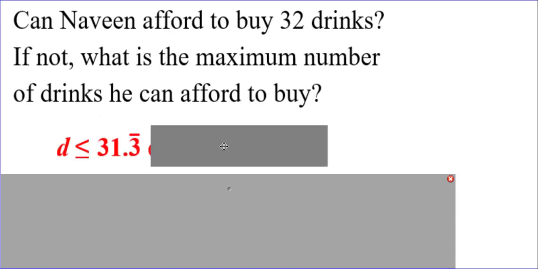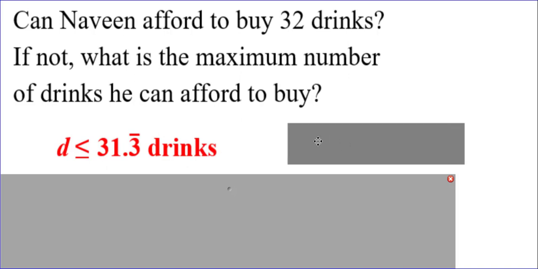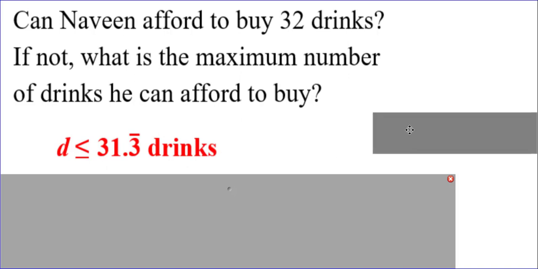All right, so here's the deal. From our work, we got D is less than or equal to 31.3 repeating, but you're not going to actually buy 31.3 repeating drinks because you can't buy a partial drink. You're not going to buy a third of a soda can or something like that. So this is why the question here at the top says, can Naveen afford to buy 32 drinks? If not, what's the maximum number that he can buy?